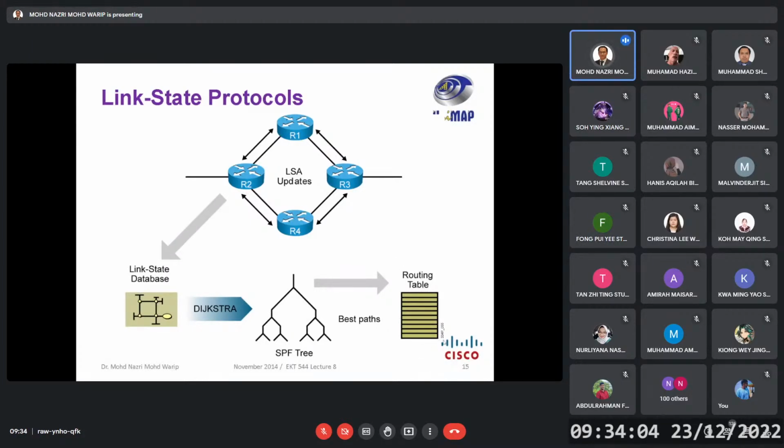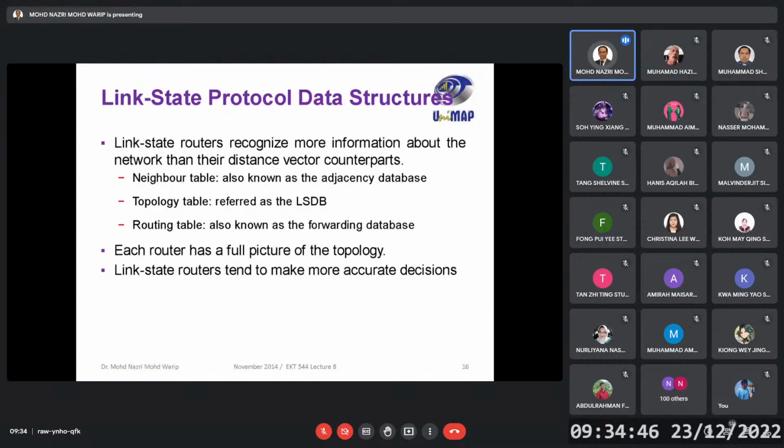The routing table is inside the router. So for example, from Kangar, Alor Setar, Sungai Petani, Batu, the routers for these branches will update. That is the function of the LSA update. Routers recognize more information about the network than their distance vector counterparts. So this is the benefit.